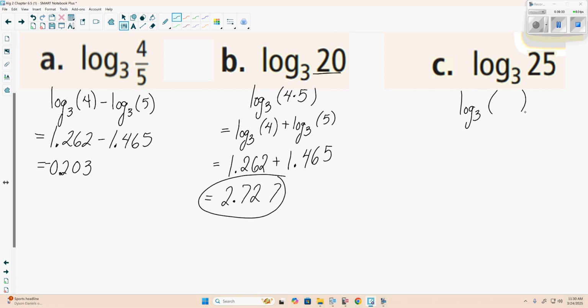Now our last one here, log base 3 of 25. 25 is 5 times 5, or 5 squared. Now since we have 5 to a power, we can move that number to the front. So we have 2 times log base 3 of 5. Now they told us the value of log base 3 of 5 is 1.465.